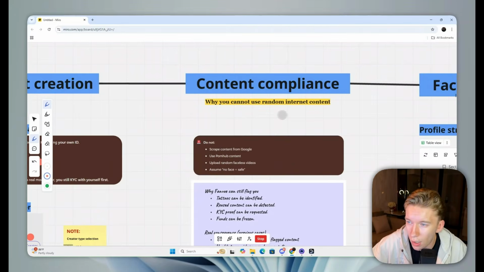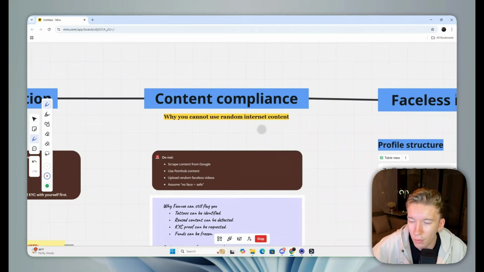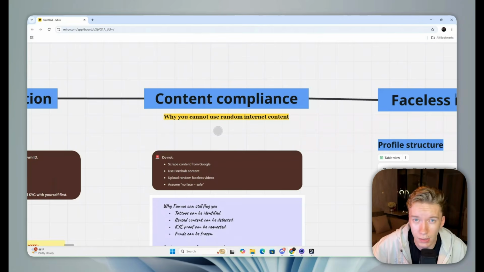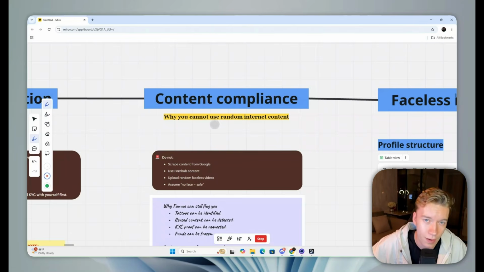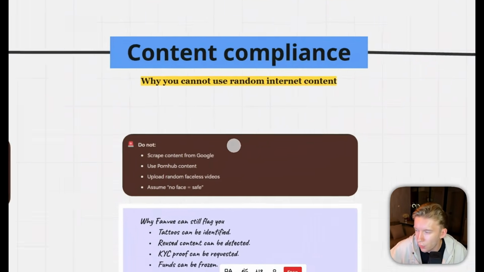So why can't you just use random content from the internet for your faceless model? Some of you are thinking, why can't I just download content from all these various 18 plus sites that are faceless and just use it on FanView? If you don't know, FanView is a legally compliant company, they're a UK company. OnlyFans, FanView, Stacked, the list goes on. These are all compliant platforms. For payouts, they need to be compliant.